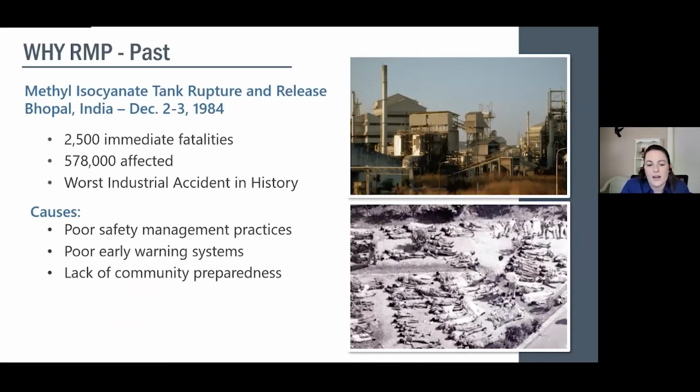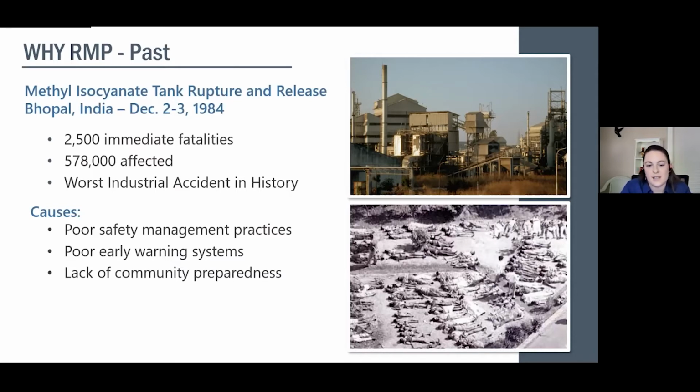So why RMP? This dates back to the 1980s. In the 1980s, industry was booming, but EPA and OSHA did not have regulations in place to regulate chemical process safety. A number of catastrophic accidents took place at this time, which caused EPA and OSHA to take action.